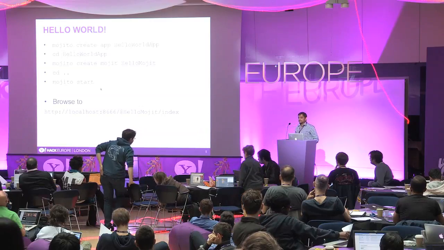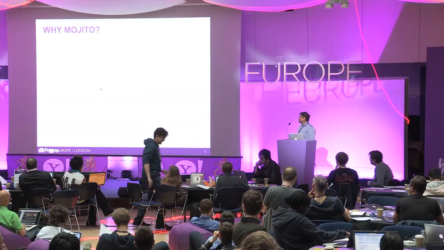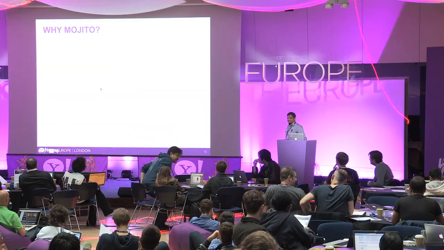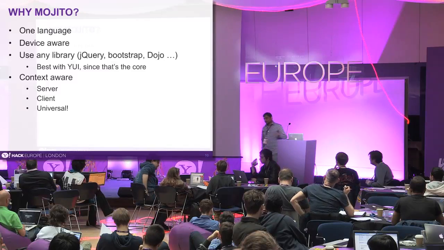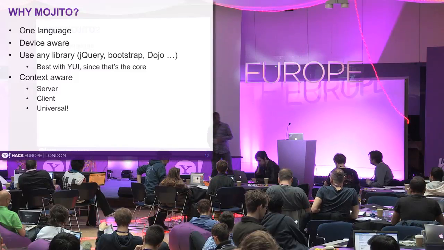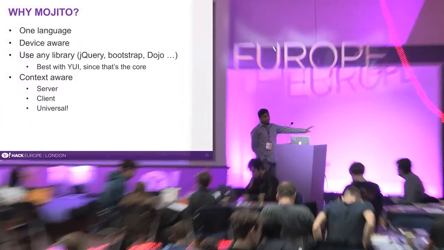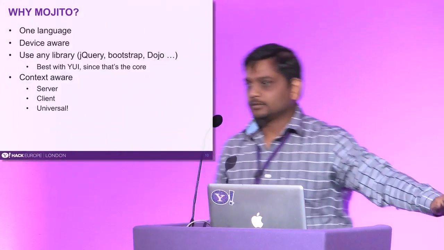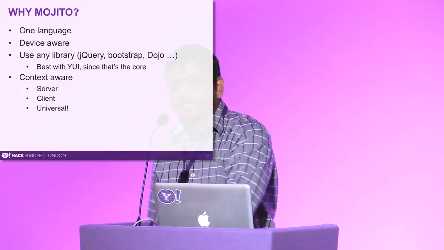Okay. So the question is, why Mojito? One of the things that you get is the entire code base in one language. So you don't have to worry about PHP on the server side or Python on the server side and JavaScript on the client side. Every time you're doing JSON encode, JSON decode, encode URI component, decode URI component. I hate those things. Now, Mojito helps you to keep away from all of these things.